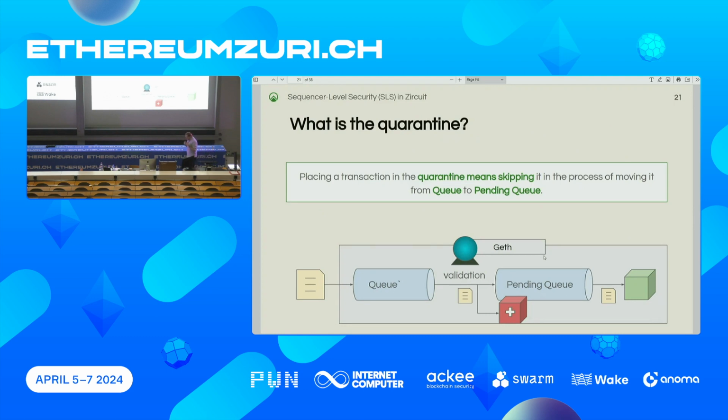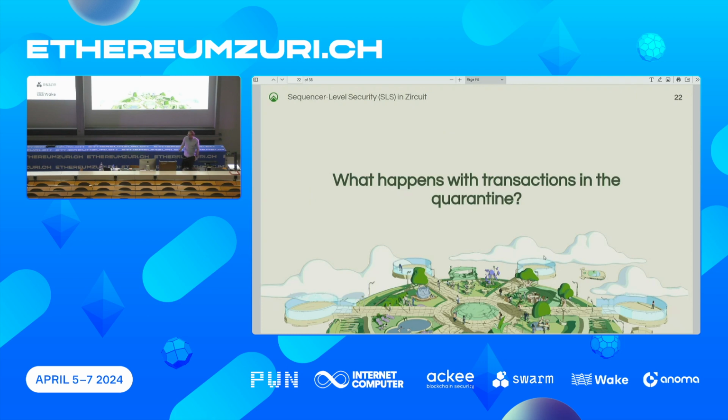And that means quarantine essentially just says take it out of the ability to go into that pending queue. So we're just going to put it somewhere else. We could call it a different queue, a quarantine queue if you wish. But essentially it's not going into that pending queue. And then the rest of the transactions go on.